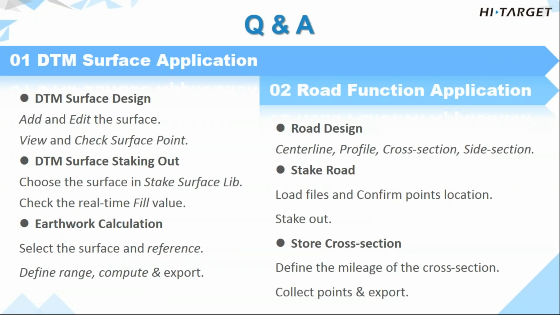And maybe we do the conclusion again. That's all about the DTM and road functions in Hi-Target Road. For DTM, it supports the design, staking out, and earthwork calculation. And for the road, it supports the design, staking out, and store cross-section. In the future, we will support more and more formats to import and export, just like XML or KML for the DTM and road functions.